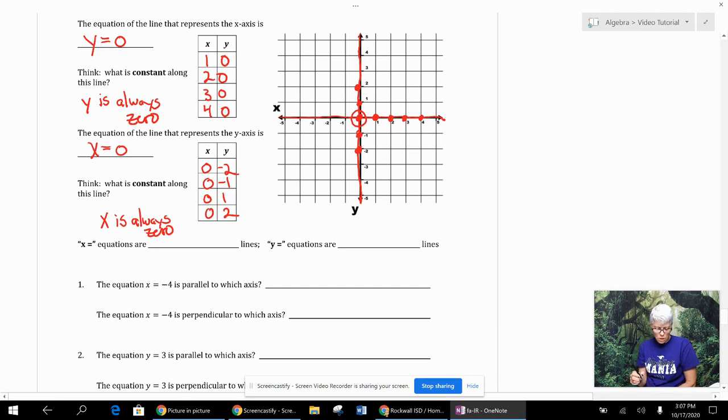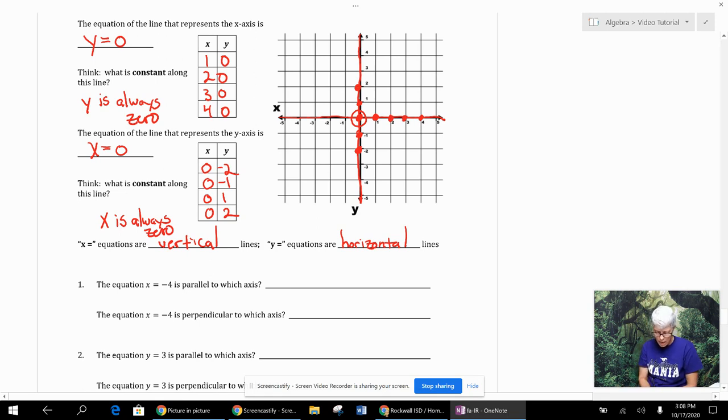Okay, x equals equations are vertical. And y equals equations are horizontal every time. I'm going to show that to you in just a minute.